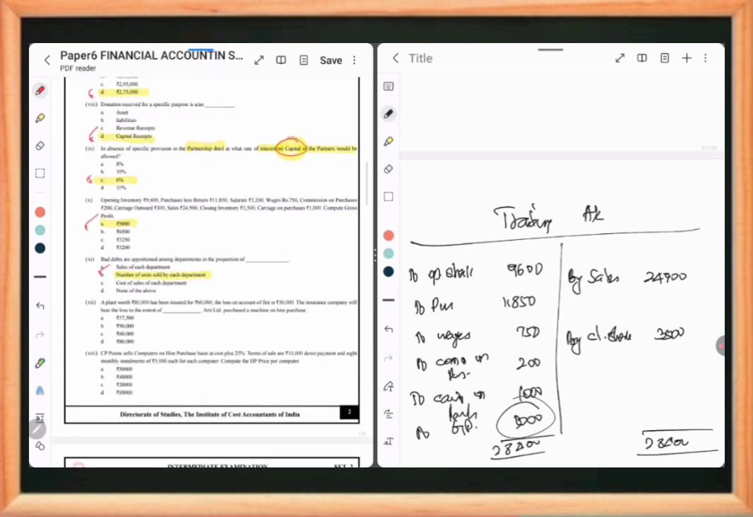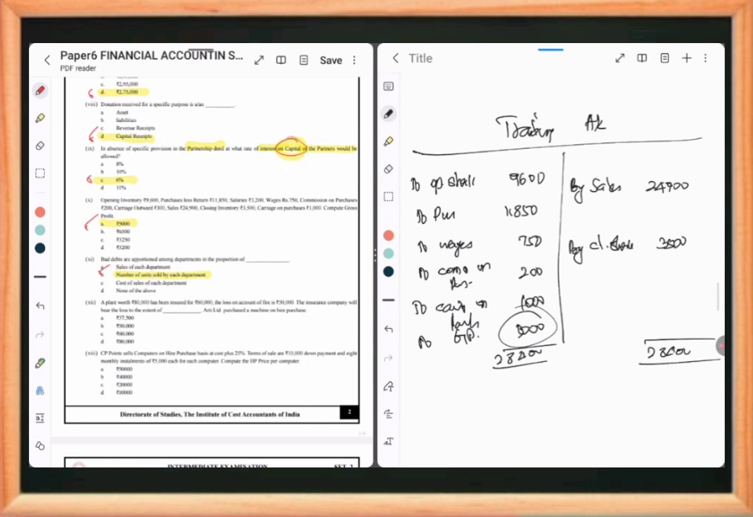And then this question is, the plant worth rupees 80,000 had been insured for 60,000. The loss on account of fire is rupees 50,000. The insurance company will bear the loss to the extent of dash. Actually, you have to see the cost of the plant. For 80,000 the value of plant we have insured 60,000 rupees, but the actual loss on fire is rupees 50,000. What would be the claim?